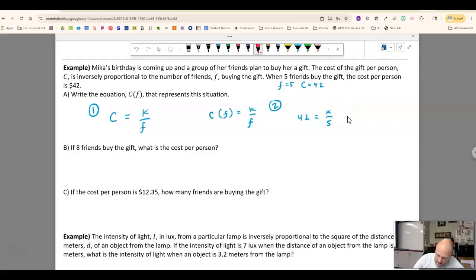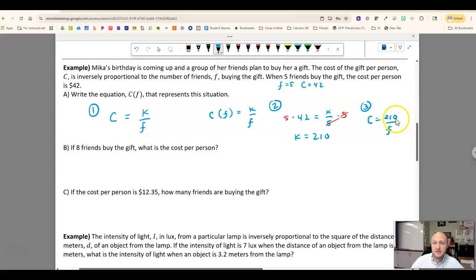I can go ahead and multiply both sides by 5. Cancel here, and we can solve for K. So K, I believe, is 210. Okay? And so here would be your new equation. If they really want your equation, C is equal to 210 over F. I guess the gift is $210.